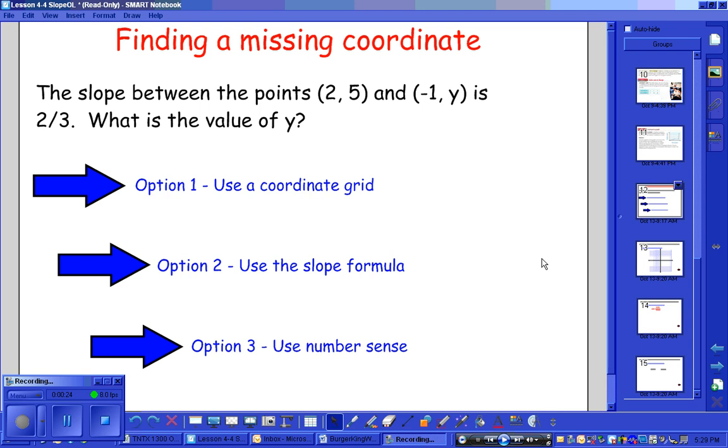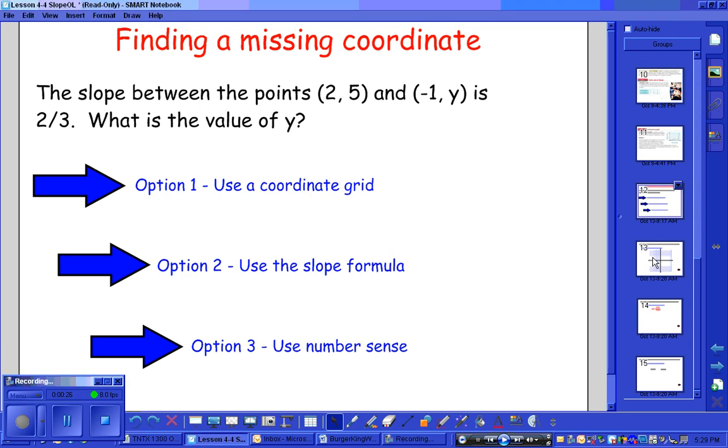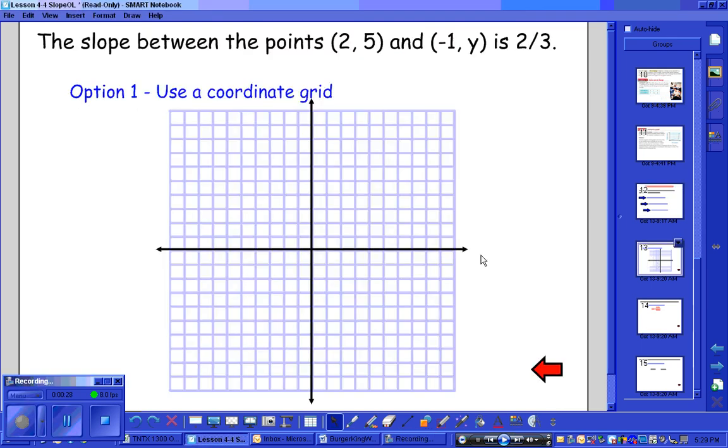Well, there's three different ways you could approach it. Option 1 would be to use a coordinate grid. Let's plot what we know. The first thing we know is that (2, 5) is one of our 2 points. We can graph it right there. We also know something about the other point. While we don't know exactly where it is, we do know the x value is -1. So it must be one of those points somewhere on the red line.